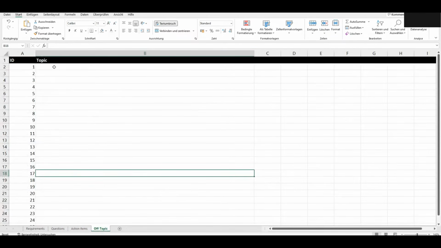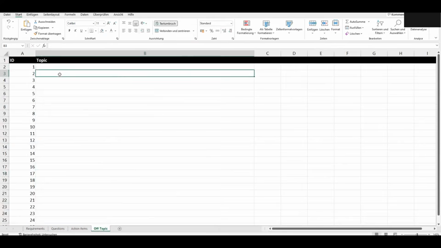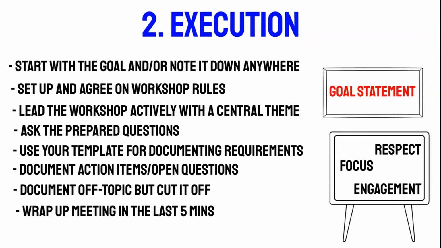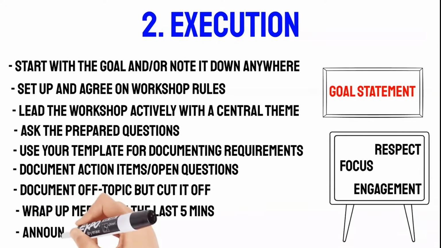And as pointed out, when there is something off topic, I suggest you note it down so people don't feel that you're too harsh when interrupting. Note it down, send it out later, but tell the stakeholders in this workshop you're not going to discuss the off topic, but it's noted down, so that's a fair compromise. Then in the last 5 minutes of your meeting, wrap up what you have decided on, show some appreciation to your stakeholders, and announce the next steps so people are aware what's happening next.